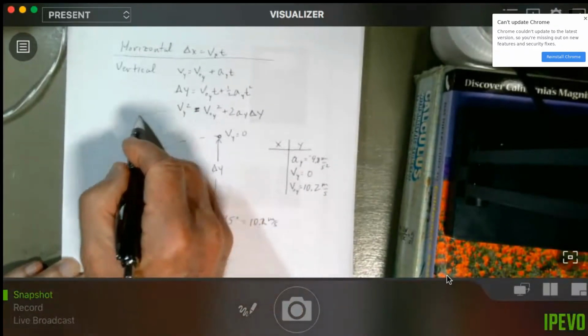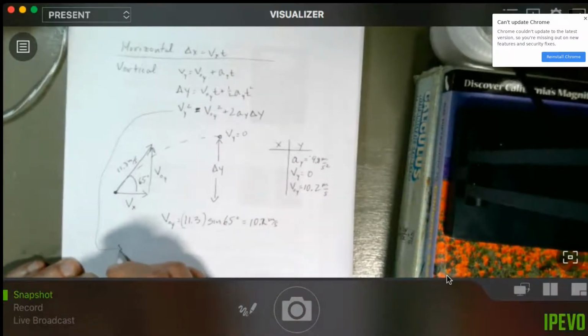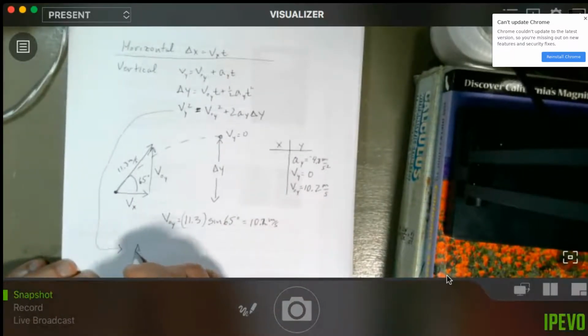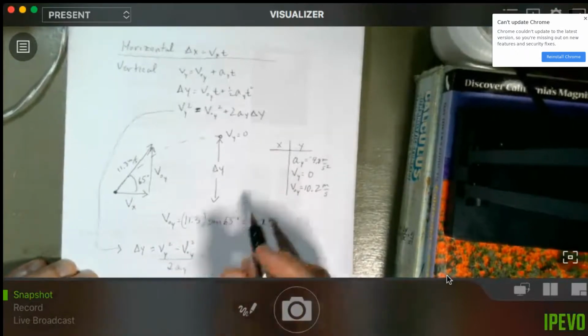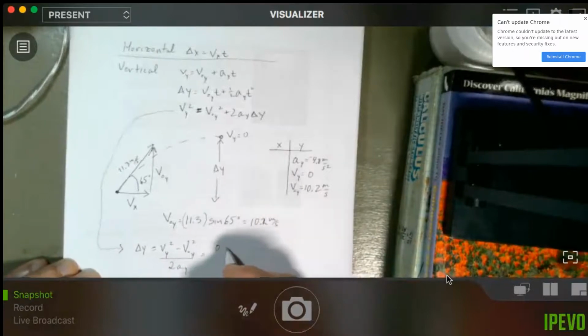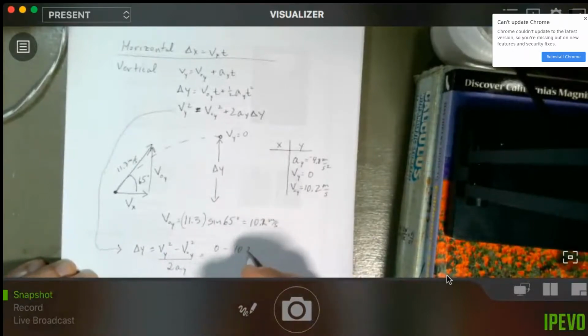So let's use that equation, bring this down here. And I'm going to solve for delta y. With that equation, delta y equals final velocity squared minus initial velocity squared divided by 2 times the acceleration. And the final velocity, we know that's just 0. So 0 minus 10.2 squared all over 2 times negative 9.8. And let's see what we get here.